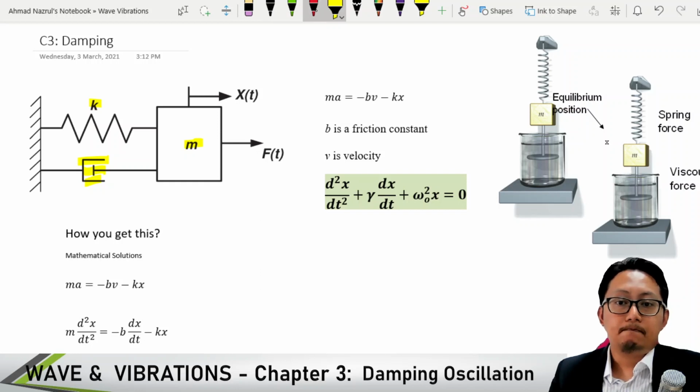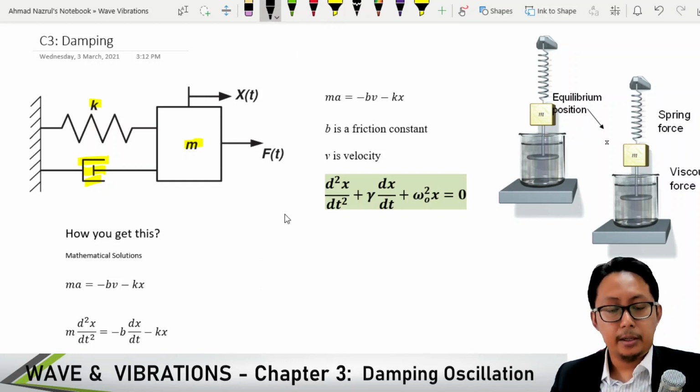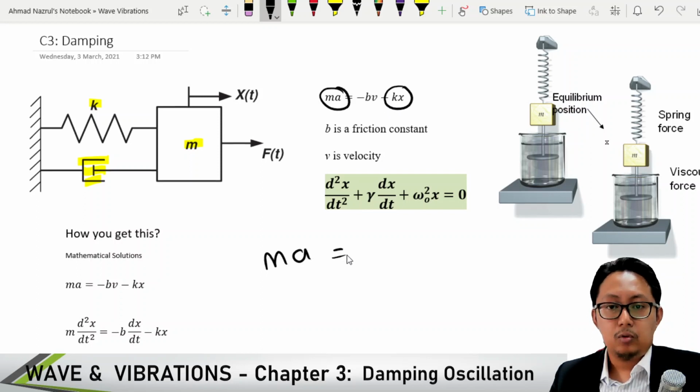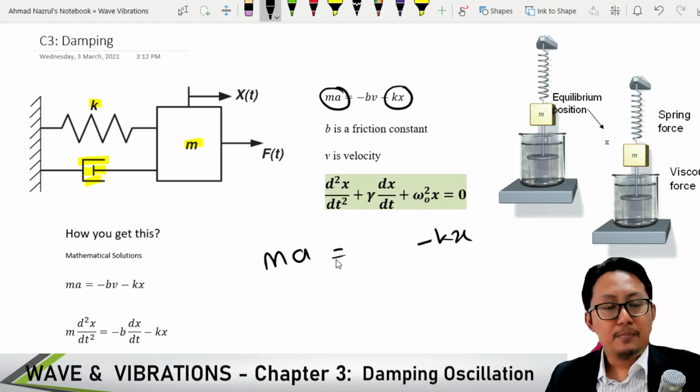From the calculation, we know Newton's law here: ma equals minus kx. This is what we have done before, ma equal to minus kx, Hooke's law. For the damping, we have another term, which we call bv, where v is the velocity and b is the friction constant.